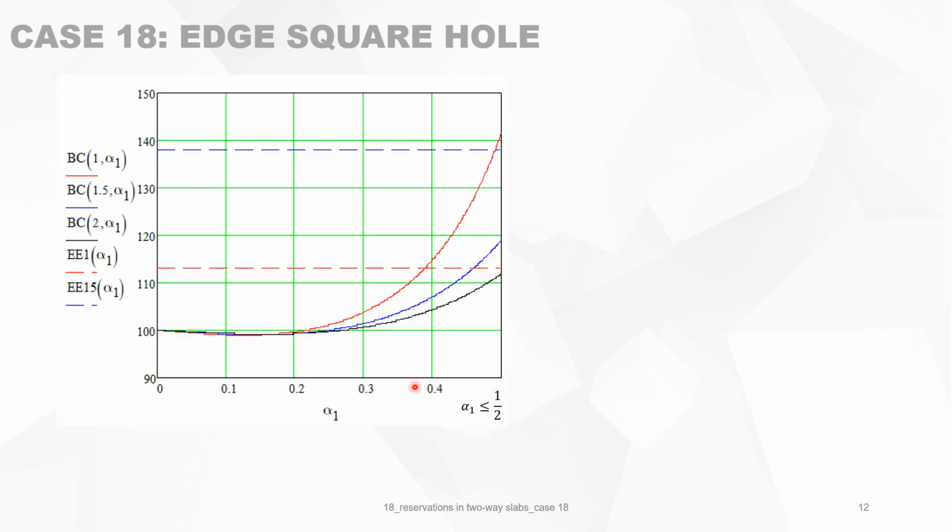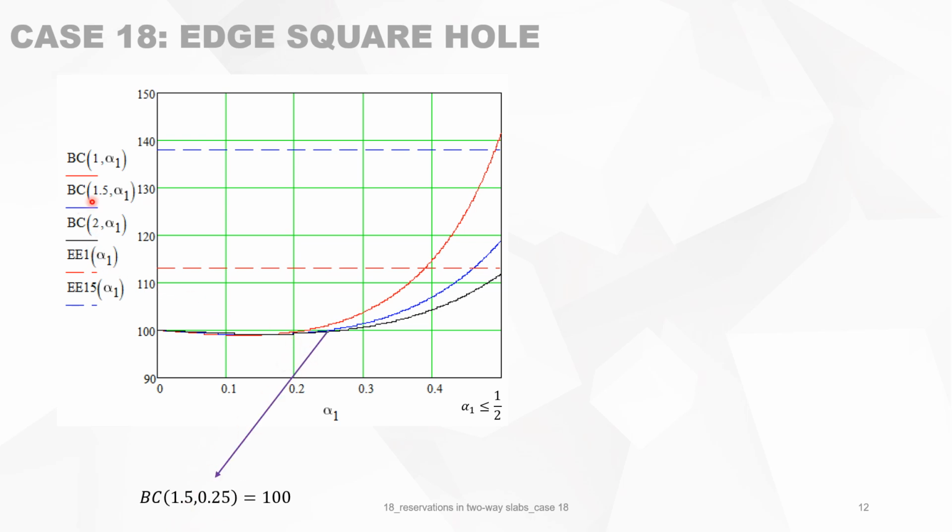On the x-axis now, it's alpha 1, which is the size of the reservation. We know that this size must be between 0 and 0.5a, so alpha is half. And on the y-axis is the bearing capacity. And we do that for different values of alpha. This is for a square slab, this is for a rectangular slab. So these are the two limits. It's the green, the blue, and the black curve.